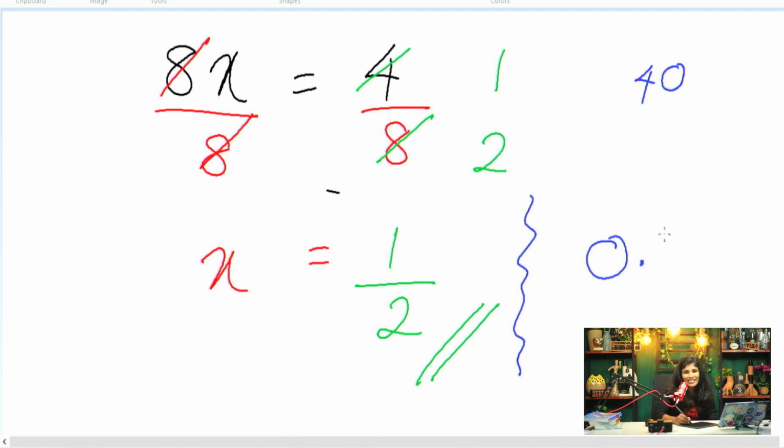To 40, how many 8s are there? Yes, 5. 5 8s are there. So the decimal answer is 0.5. That's it. If you want to note down anything, you can quickly note down, okay? Or else you can just pause the video and write whatever you want.